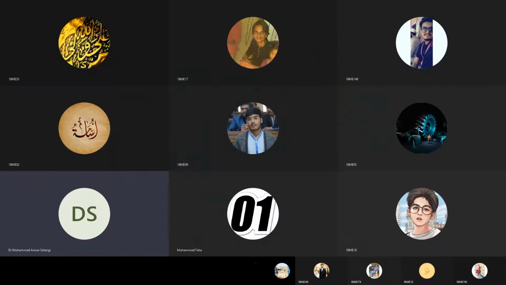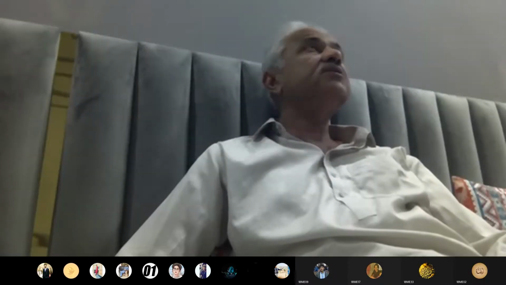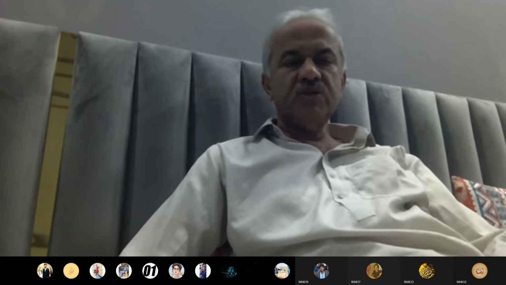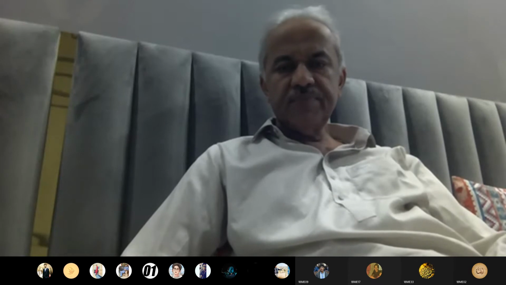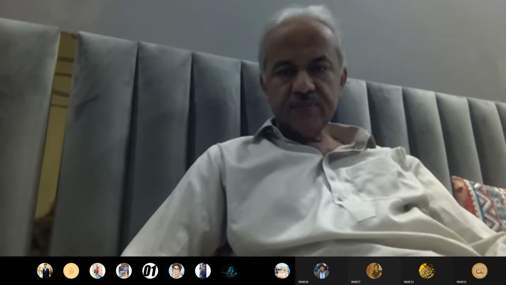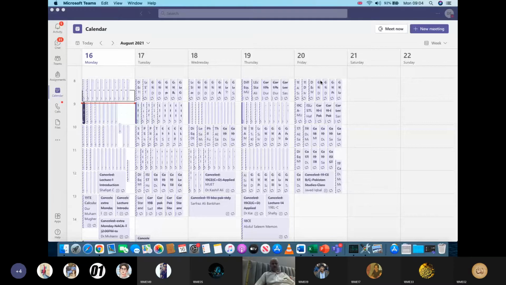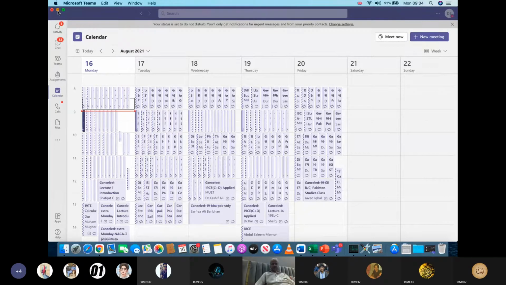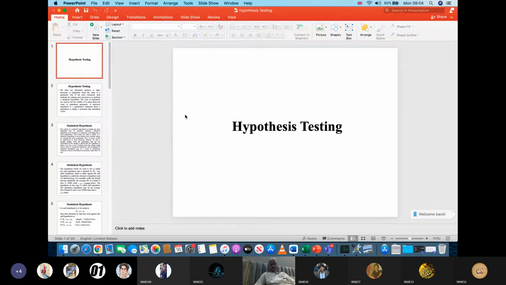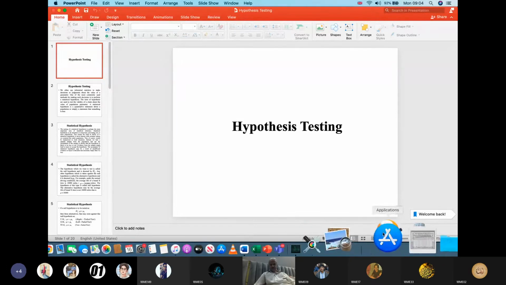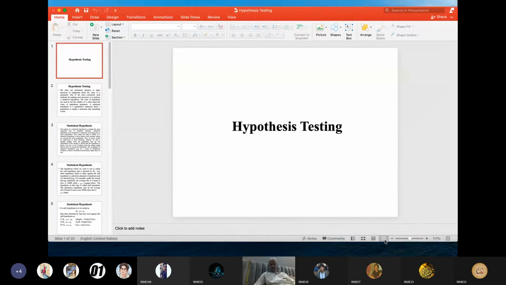Alternative hypothesis. Null hypothesis is denoted by the symbol H naught, whereas alternative hypothesis is denoted by the symbol H1. Null hypothesis is written with an equal sign, and alternative hypothesis is written against the equal sign. So this is what we discussed in the last lecture.